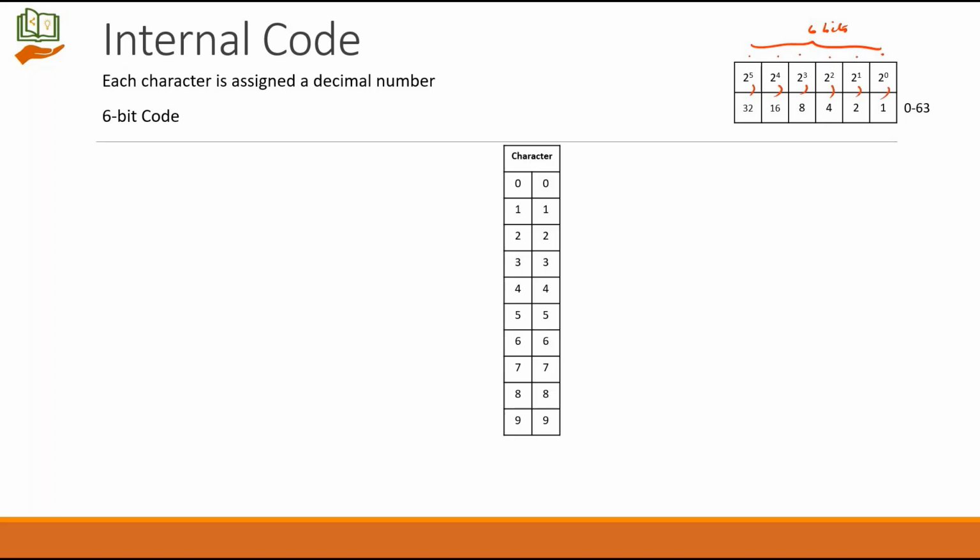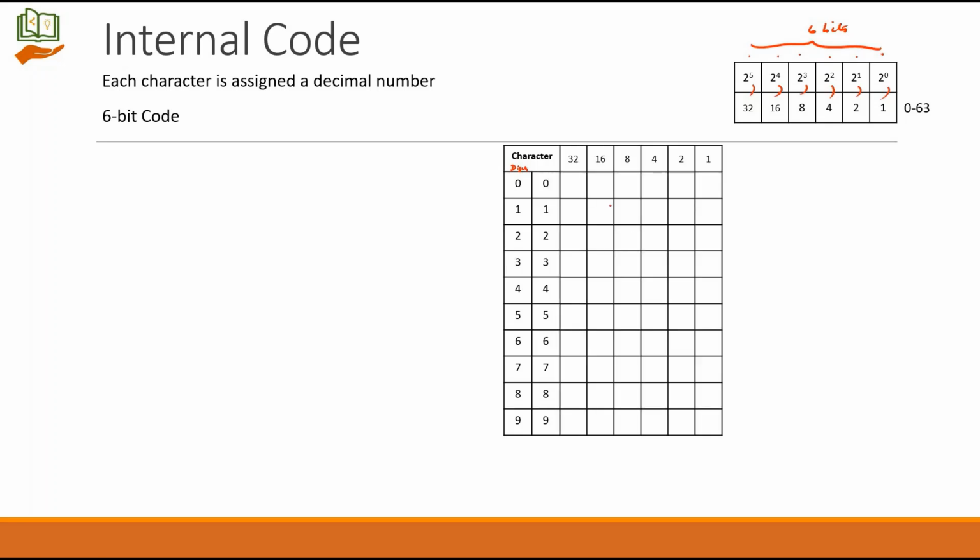The first set of characters will be the digits 0 to 9. I already said every character is assigned a decimal number. Why is a decimal number associated with every character? The 6-bit code is based on this particular decimal number. If this is going to be the digit of the character, this will be the decimal number.